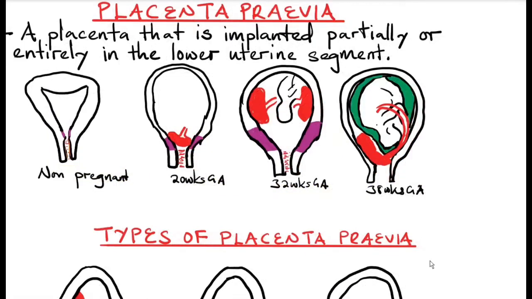So a normally situated placenta should be either anterior fundal or posterior fundal. A low-lying placenta is abnormal.